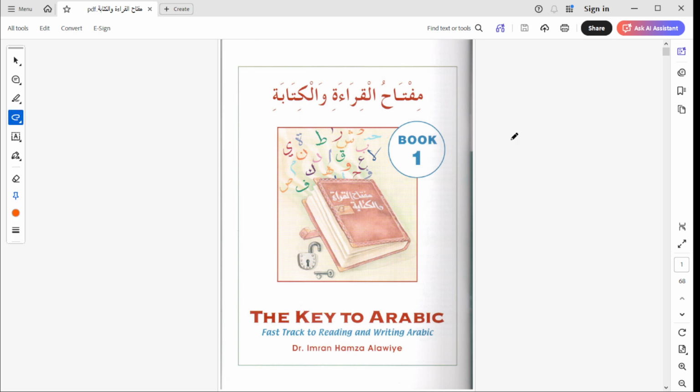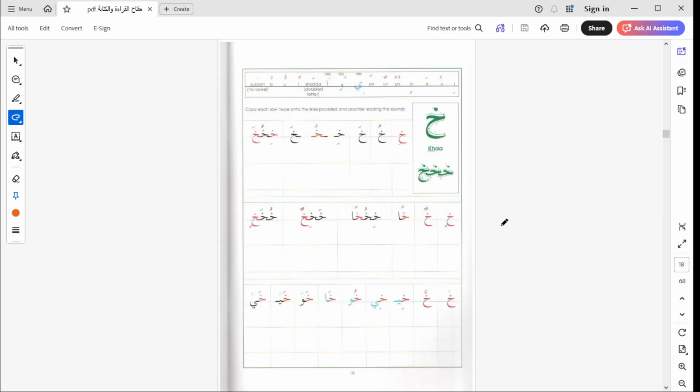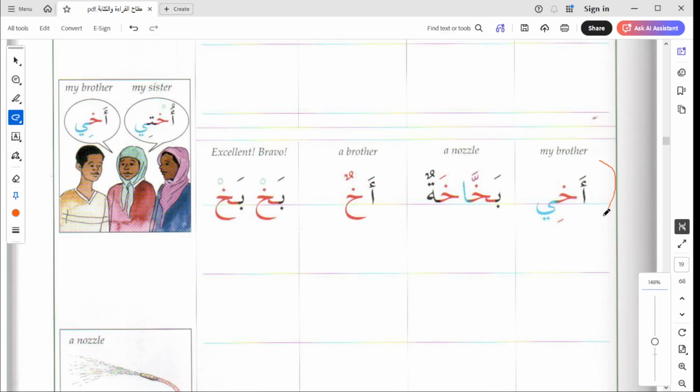Hello everyone, we are going to continue our lessons in the book The Key to Arabic: Fast Track to Reading and Writing. Last time we stopped at the letter Khaa, and we said we are going to read these words here. So let's try to read them again.